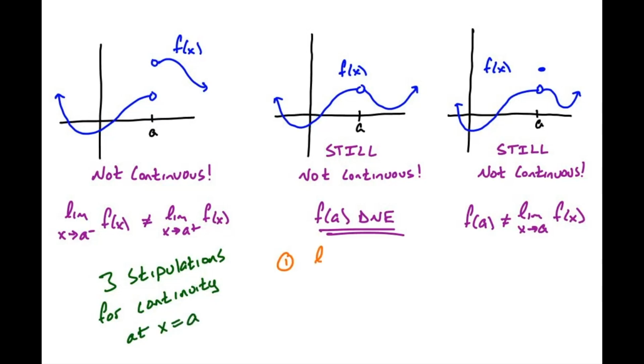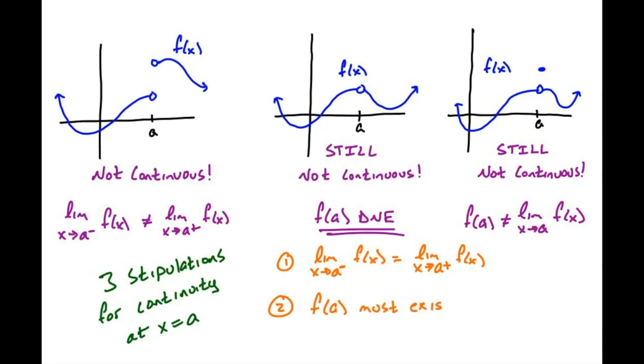First, we can't have a giant jump in our function. So definitely the limit as x approaches a from the left of f of x has to equal the limit as x approaches a from the right of our function. Secondly, if my function is going to be continuous at x equals a, I definitely can't have a hole there. The function has to have a point. So second rule for continuity is f of a must exist.